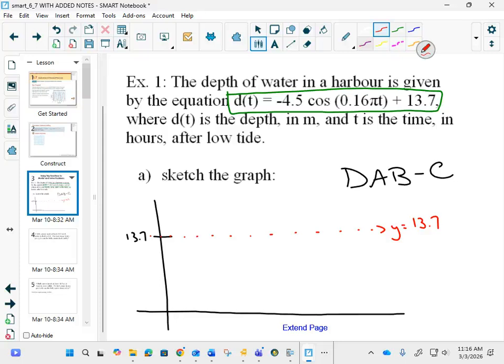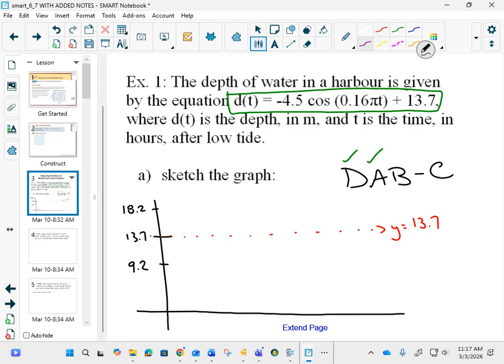And I have successfully done the D part of DABC. Next is the A. A says use your amplitude, which is 4.5, and label your maximum. So if I went up 4.5, that's going to be at 18.2, and down 4.5, 9.2. And I'm trying to approximate an appropriate scale. So I was like, yeah, maybe that's 4.5-ish along the way. And we've done the A part.